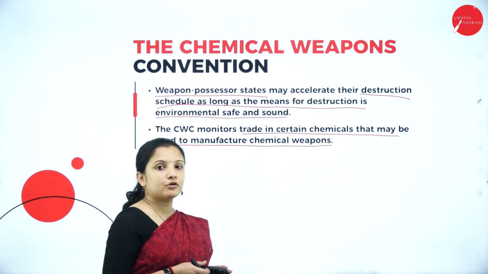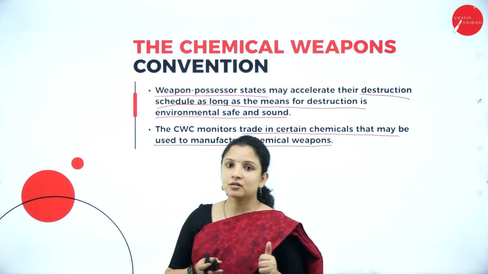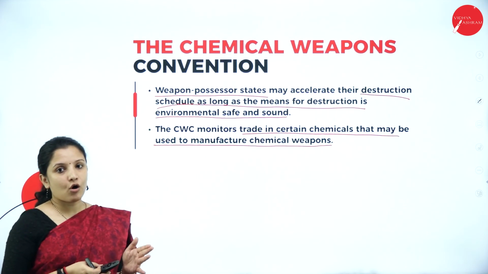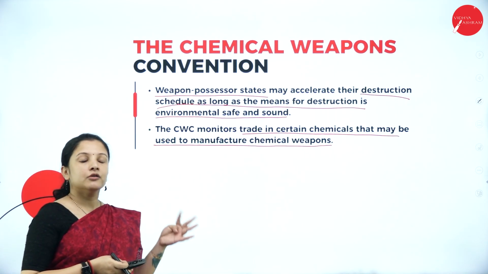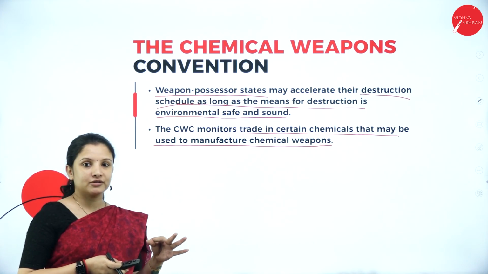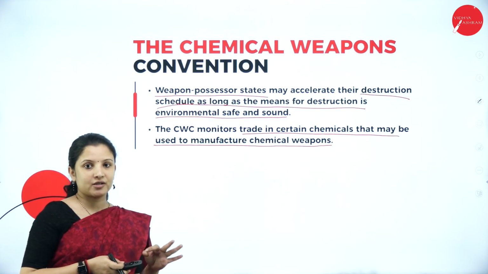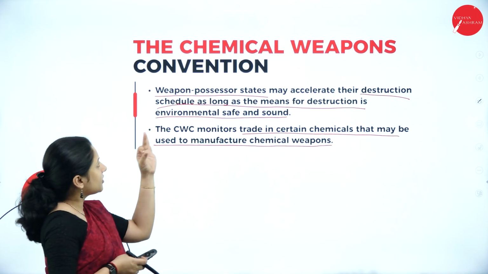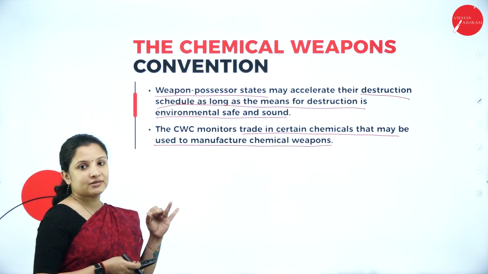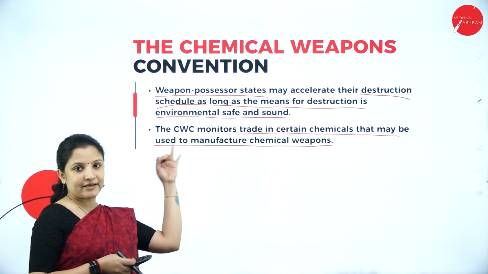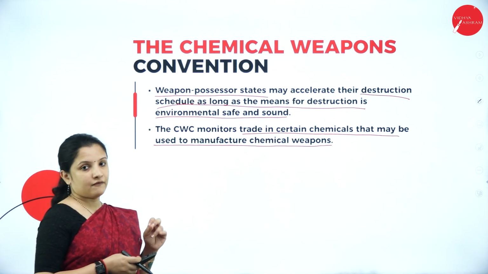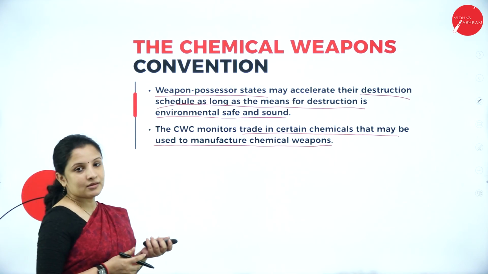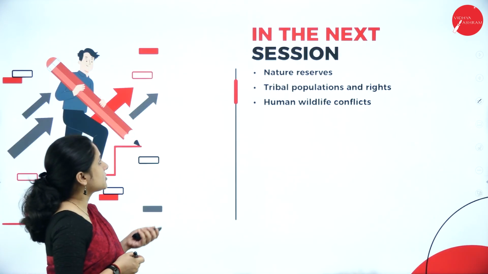So the Montreal Protocol mainly deals with putting a brake to the production of chemicals that deplete the ozone layer. The Kyoto Protocol makes sure that the greenhouse gas emission is reduced, and the Chemical Weapons Convention makes sure that the countries which have signed this particular treaty should not possess any chemical weapon. So this is about the international treaties.